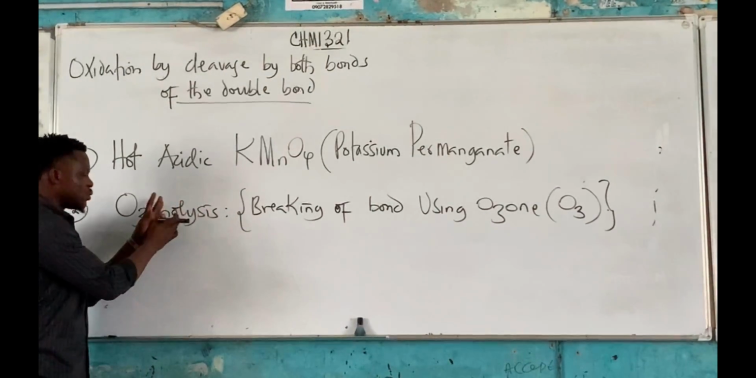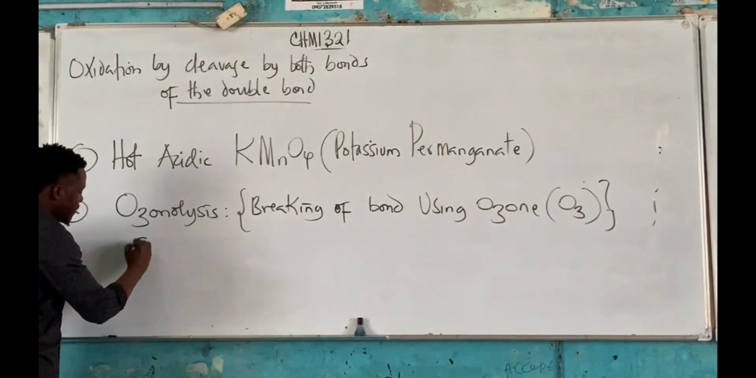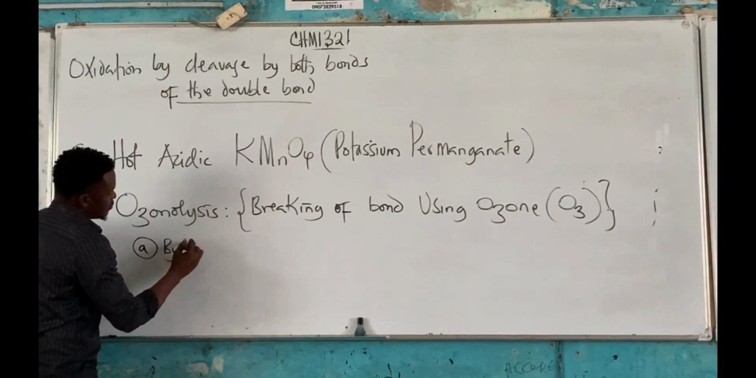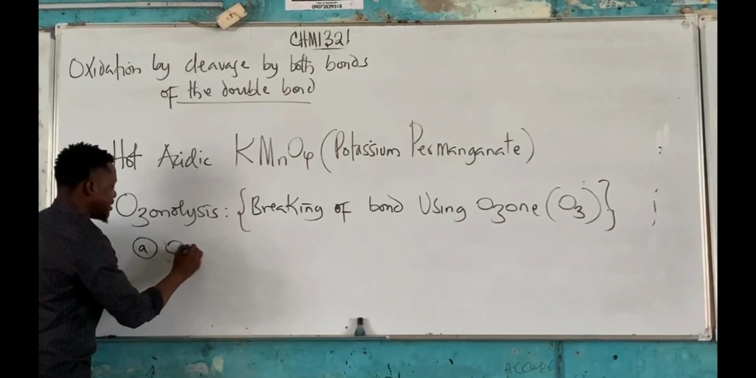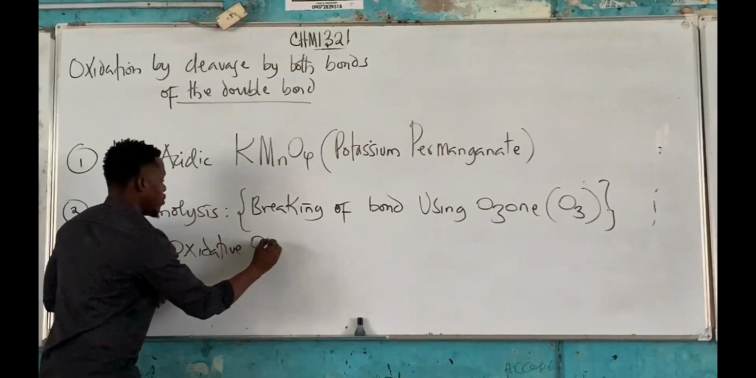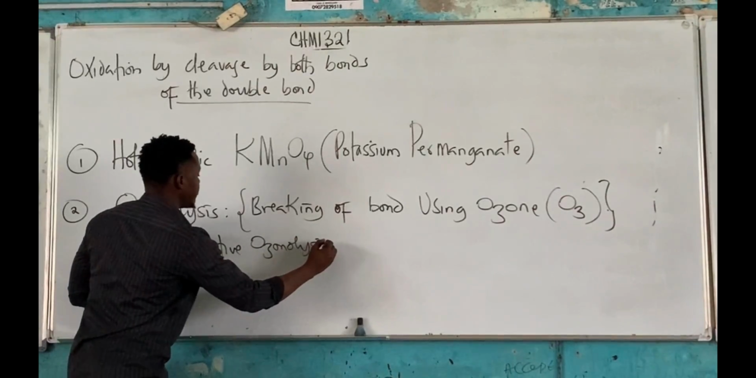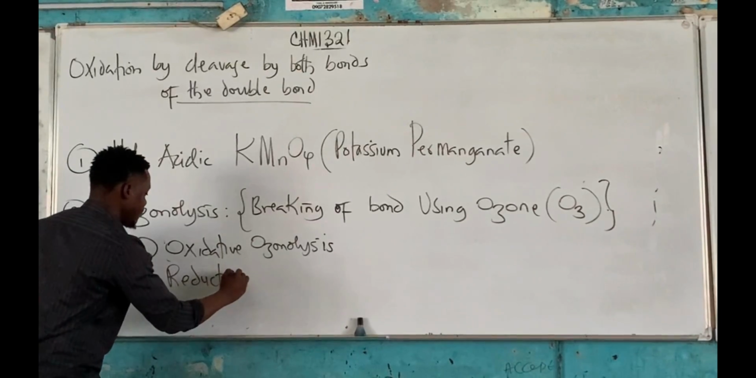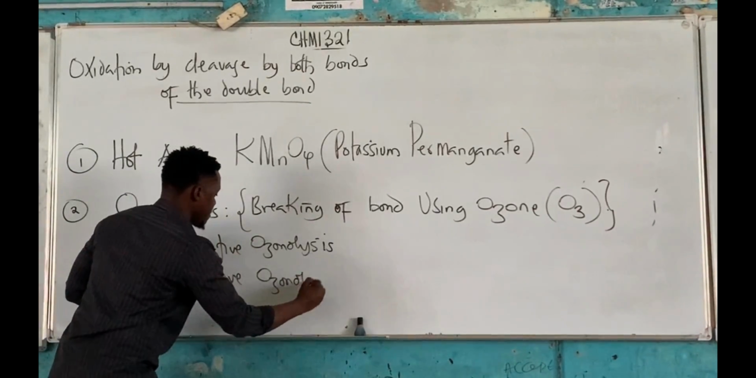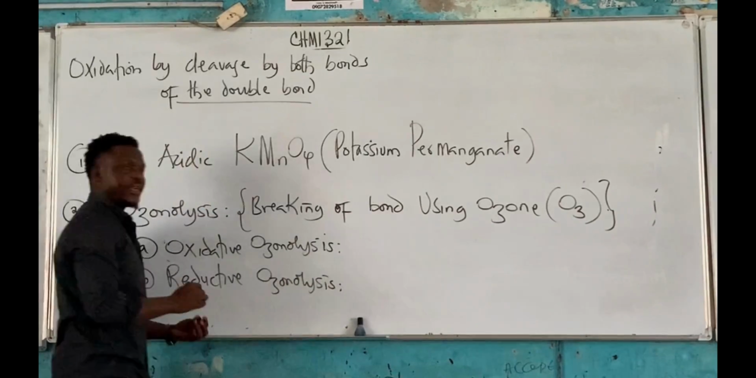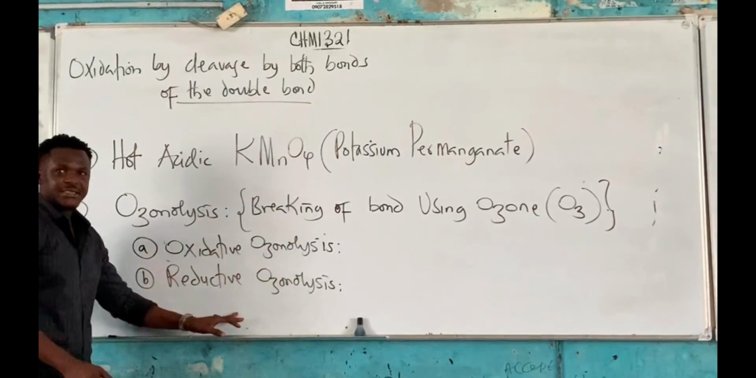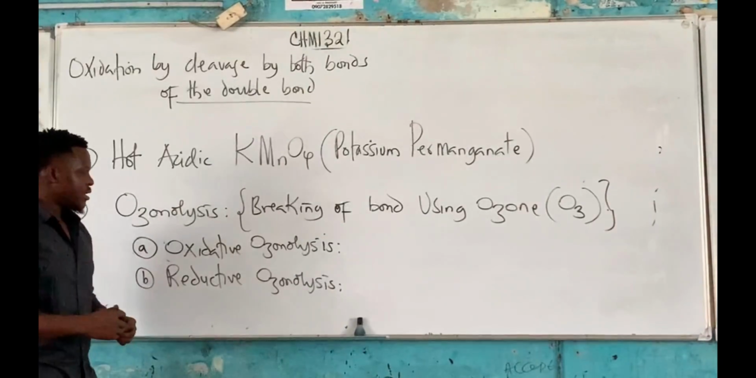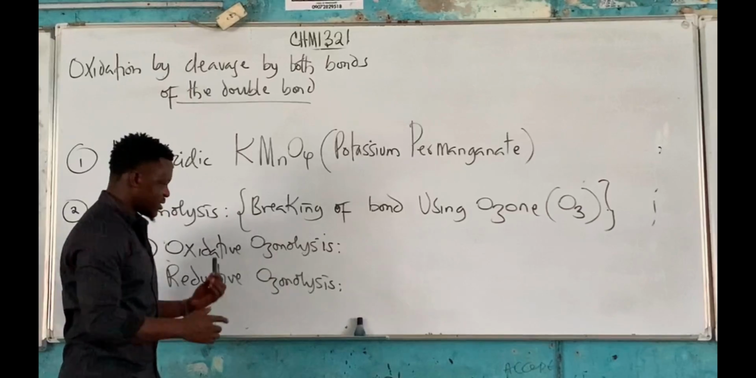Now we have two types of this. We have oxidative ozonolysis, and we have reductive. I just want to make it straight. In your textbook, there's nothing like this, and you're not going to see it today, but the products of both of them will differ. Now, how do we achieve oxidative ozonolysis?